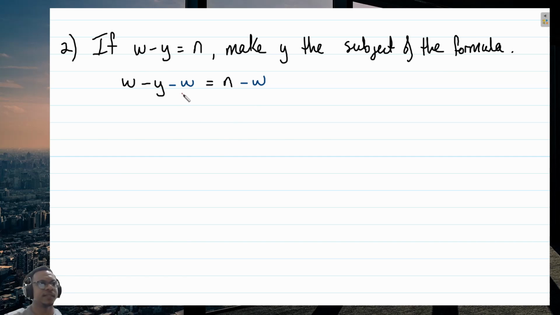So you can clearly see that I have negative w on the left hand side, and I've added a negative w on the right hand side. So whatever I do to one side of the equal sign, I do to the other side to keep things balanced. So what I can do is write this negative w next to this w, so you can clearly see I'll have w take away w, which will give you 0. So now you can see the w take away w will give you 0, and you'll remain with negative y on the left hand side.